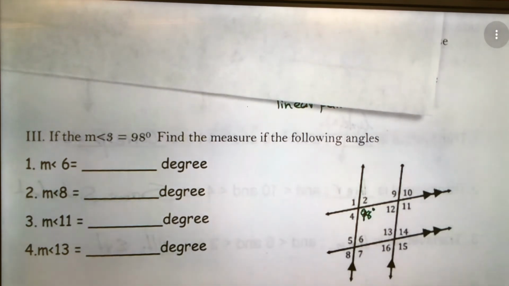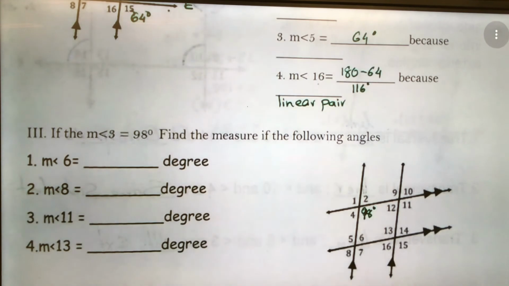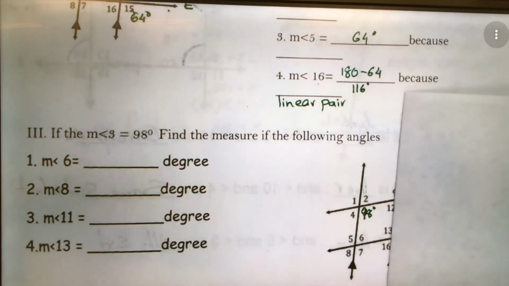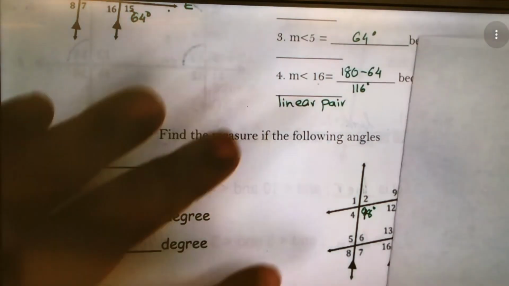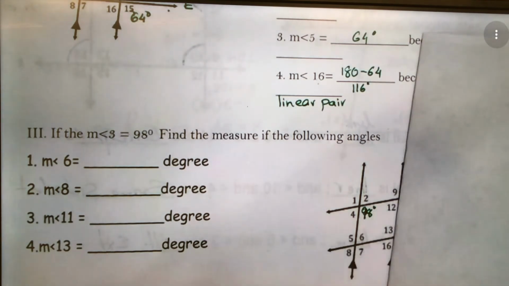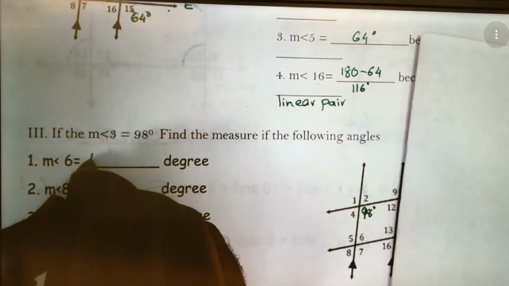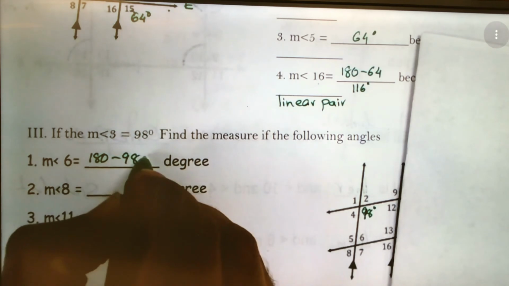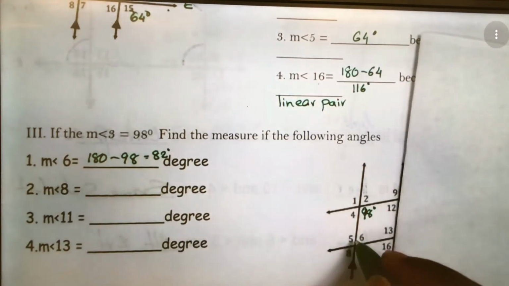I already told you when you find the measure of the angle, you need to take a pair of parallel lines. So I can take it like this. Let's say these two lines are parallel, and this is the transversal line. So angle 6 is here. 98 and 6 are on the same side, so they add up to 180. To figure out 6, I can do 180 minus 98. That becomes 82 degrees. So angle 6 is 82 degrees.